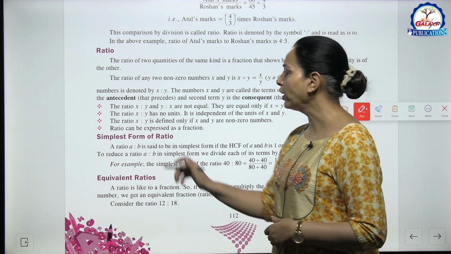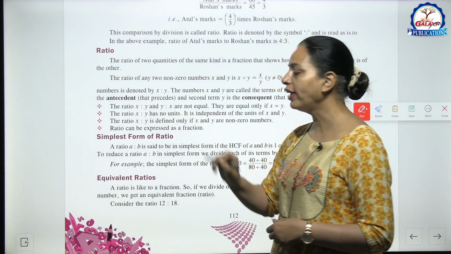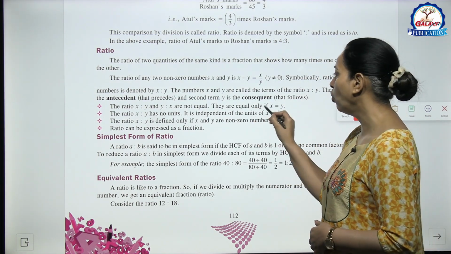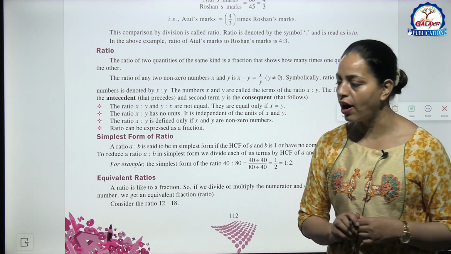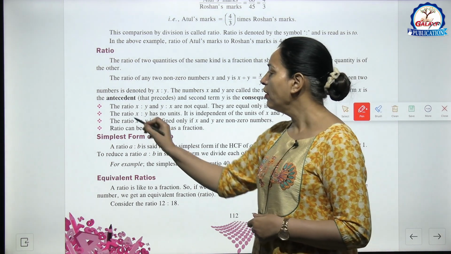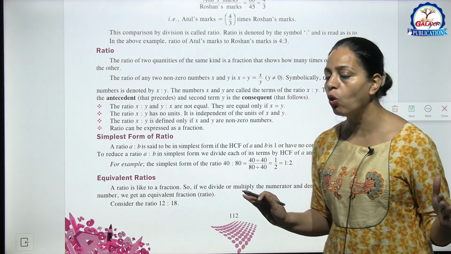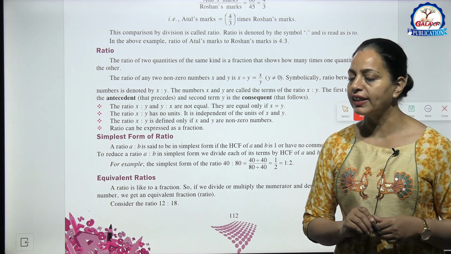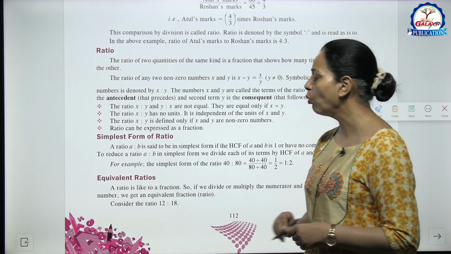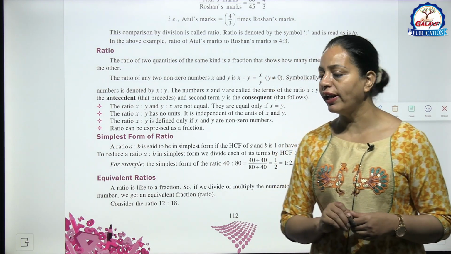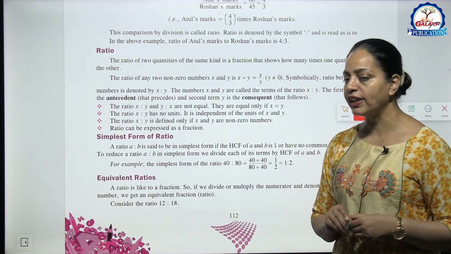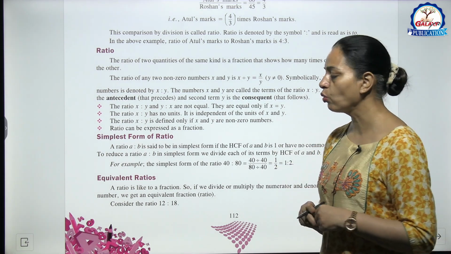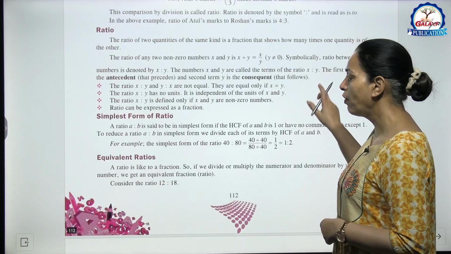So the first point: the ratios x is to y and y is to x are not the same, not equal. They are equal only if x equals y, right? The second point: the ratio x is to y has no units. It is independent of the units of x and y. The third point: the ratio x is to y is defined only if x and y are non-zero numbers. And the last, a ratio can be expressed as a fraction.